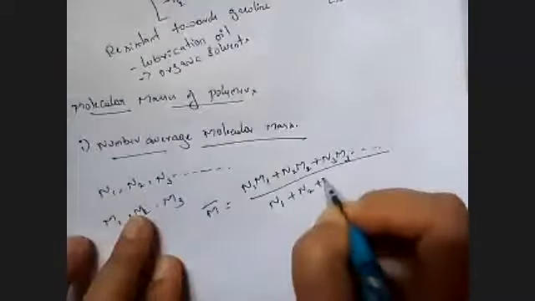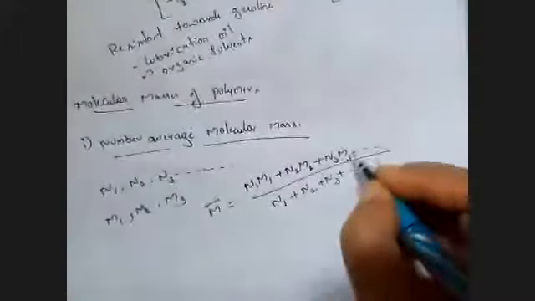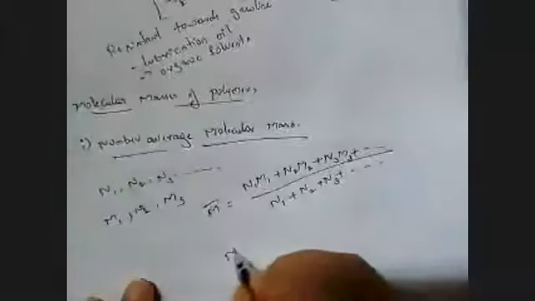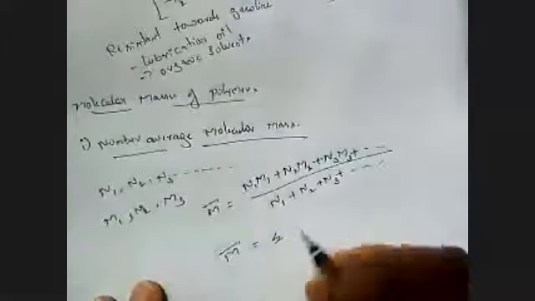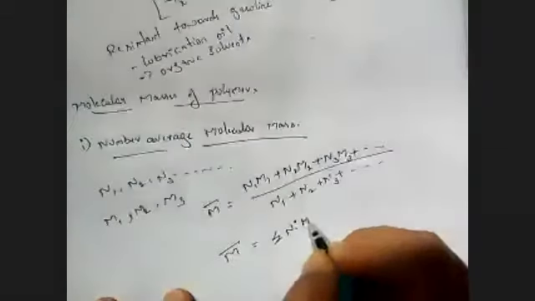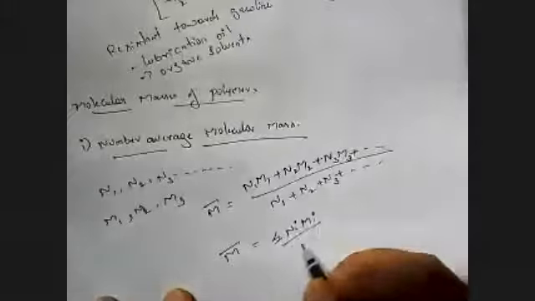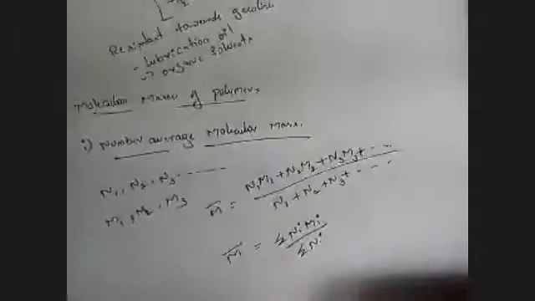N1 plus N2, sorry. So it's continuous. So the formula finally becomes sigma Ni Mi divided by sigma Ni. This is your formula to calculate the average molecular mass of your polymer, the number average. So how many monomeric units are there, whether it contains 10 or 12? That is represented by this formula.